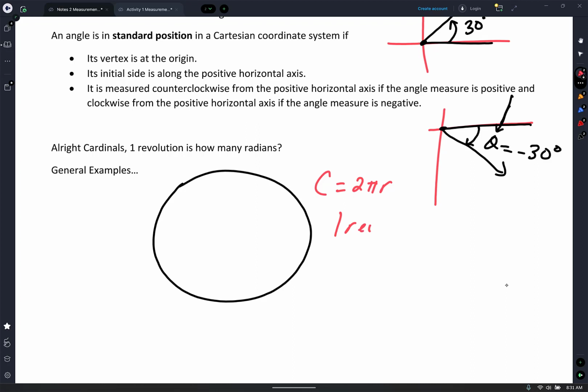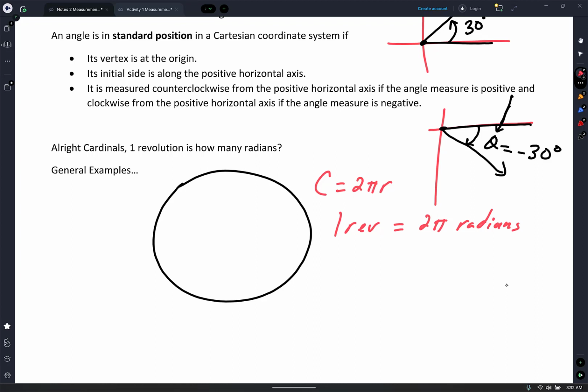So let me write that down. 1 revolution equals 2 pi radians. And that's the one that you have the most trouble with. But relax. If you do 1 revolution, how many radians is it? 2 pi. That's it. And if you wanted to, you could say 6.28, but that's rounding. 2 pi is perfect. Does that make sense?